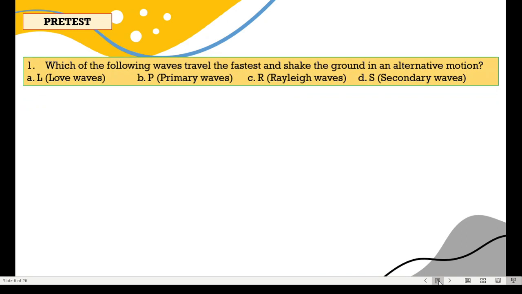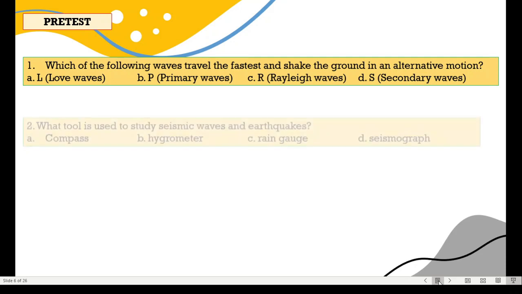Now, let's answer first our pretest. Number 1, which of the following waves travel the fastest and shake the ground in an alternative motion? A, L or Love waves. B, P or primary waves. C, R or Rayleigh waves. D, S or secondary waves.